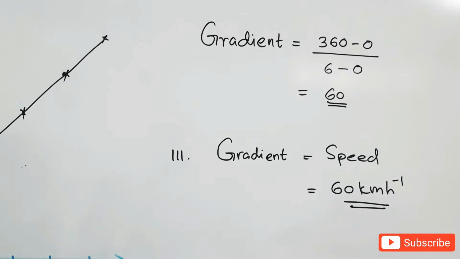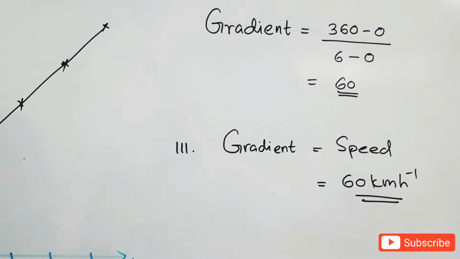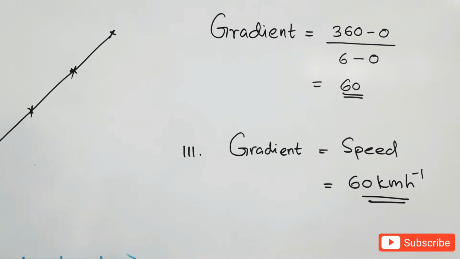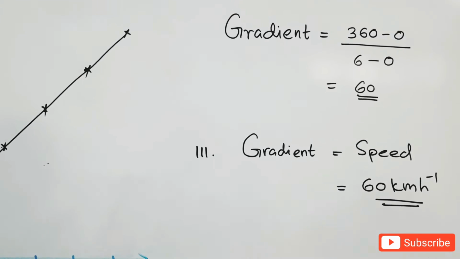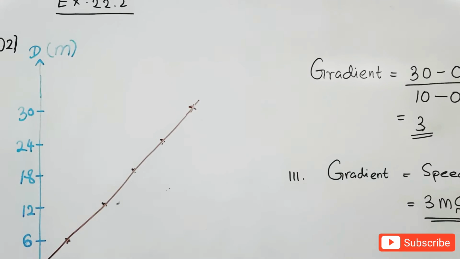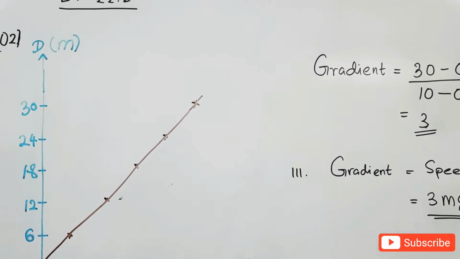In question number 3, find its speed. When we are finding the speed, the gradient is equal to the speed. So in that case, the speed will also be 60 km per hour. Okay, let's move on to the second question.